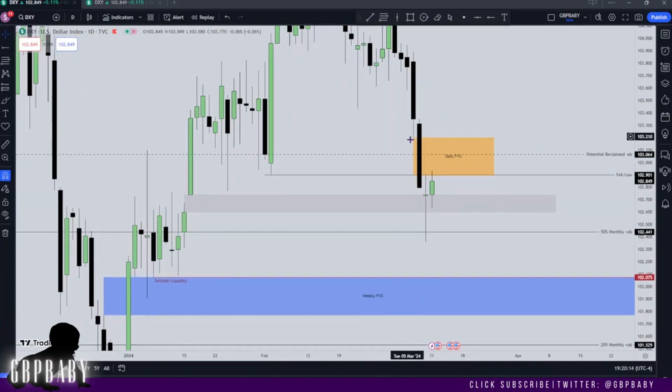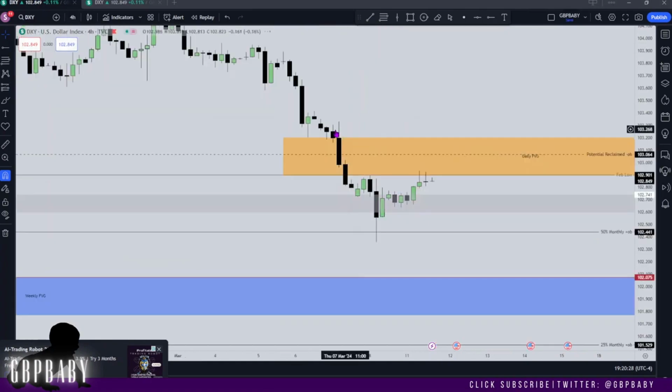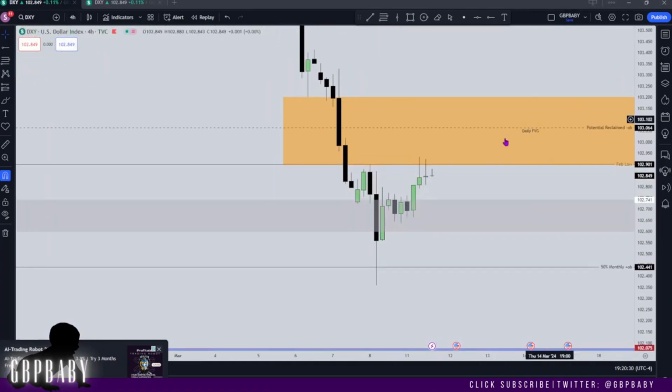So here we have the daily fair value gap that I was anticipating us to get traded into, and you can see that that's exactly what price did today. We traded higher, dipping just above Friday's high into that daily fair value gap. And yeah, it's nice to see that we're going in the direction that we're anticipating.